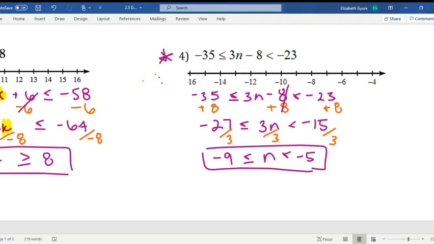Peyton, at -9, would we use an open or a closed circle? Closed, good. -9 would be between our -10 and -8. Corey, what about at -5? Open or closed? Open, good. -5 would be between -4 and -6. And then Jesse, if this is an and, where do I shade? In the middle. Good.